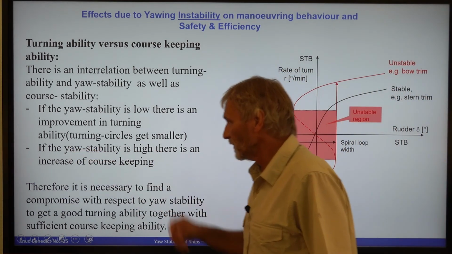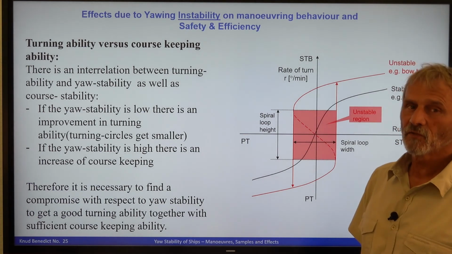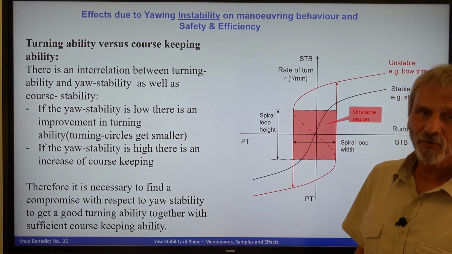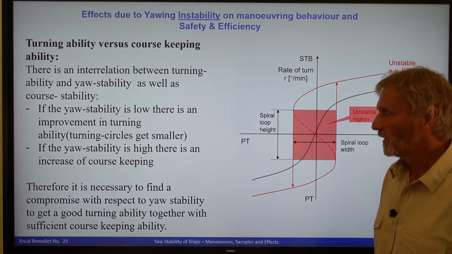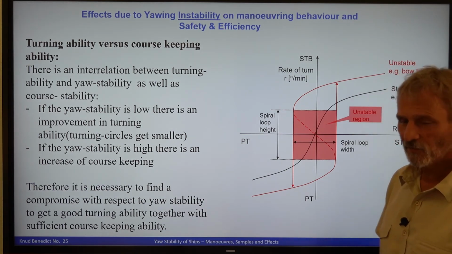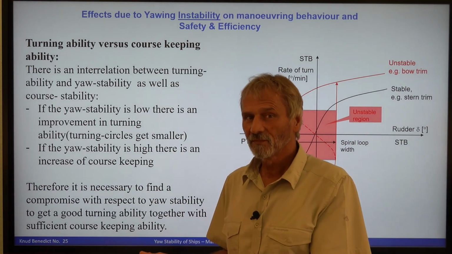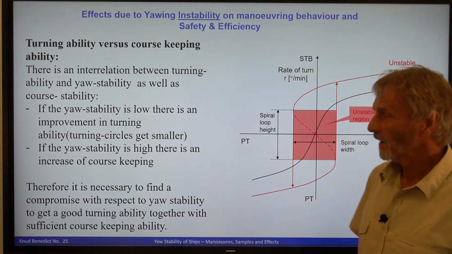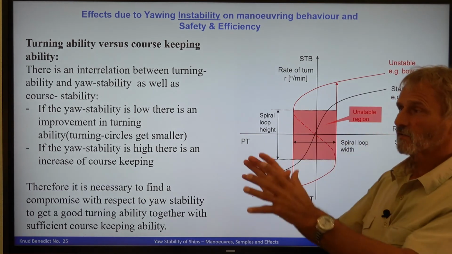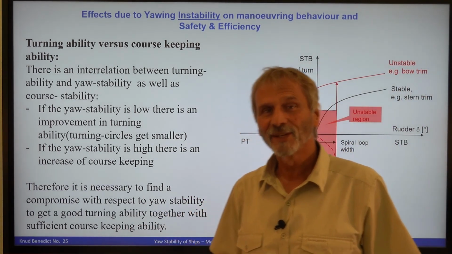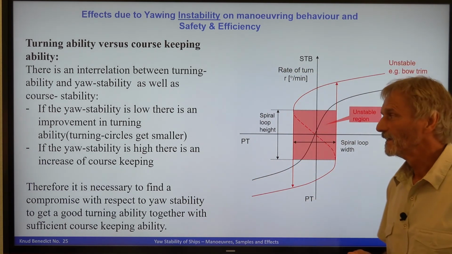And if the yaw stability is high, then there's an increase of course keeping. So you have to look for a compromise. As a ship designer, you have to look for a compromise. If you want to have very good turning ability, the ship could be unstable. But if you want to have a ship which is going for days or weeks straight, then it's better to have a ship which is stable.